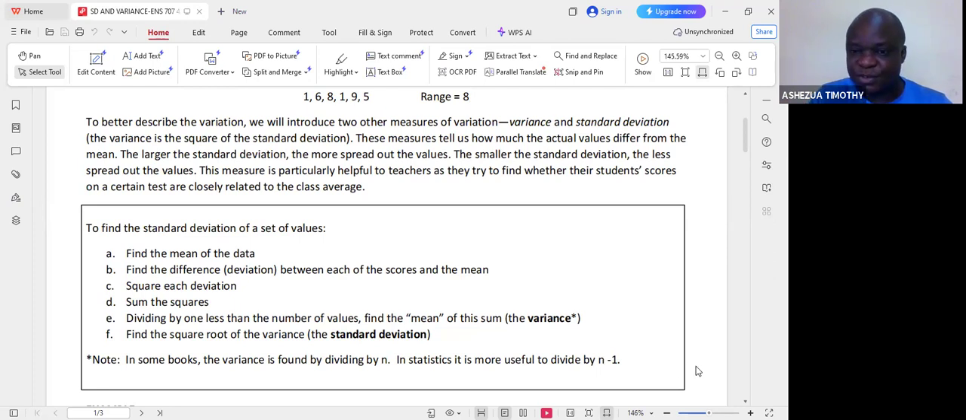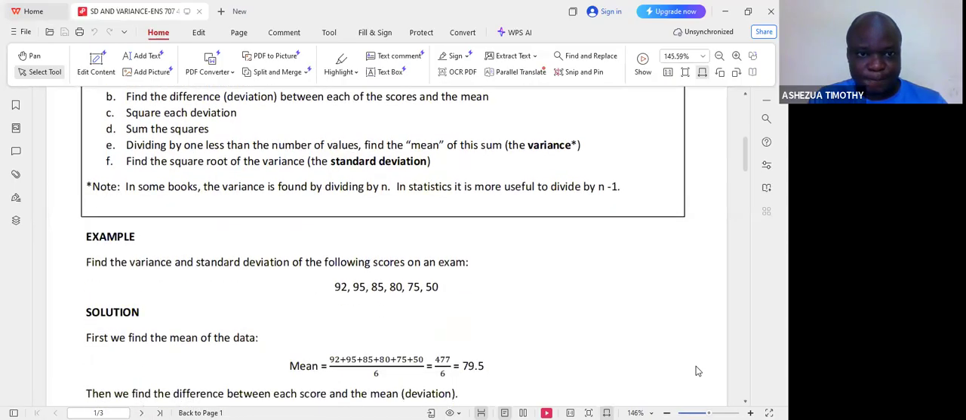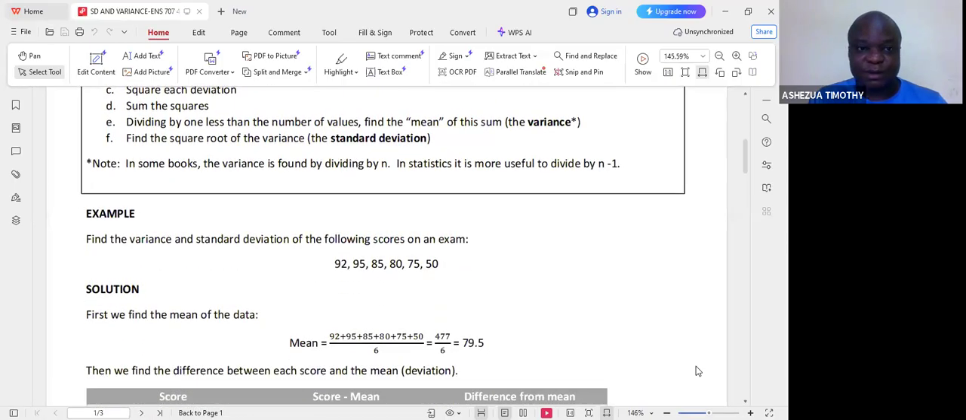In the exam, it will be specified anyway. If it's a sample, you'll be told. If it's a population, you'll be told. So all this grammar, can we take an example quickly to drive our point home, so that you can understand what we're talking about?